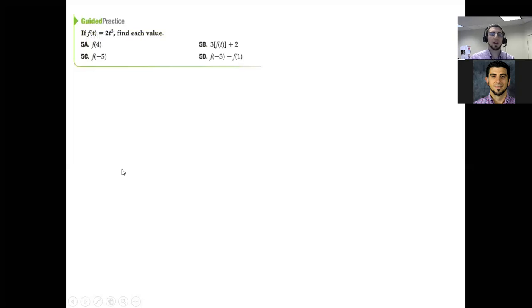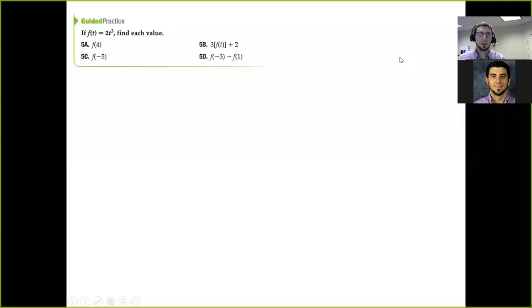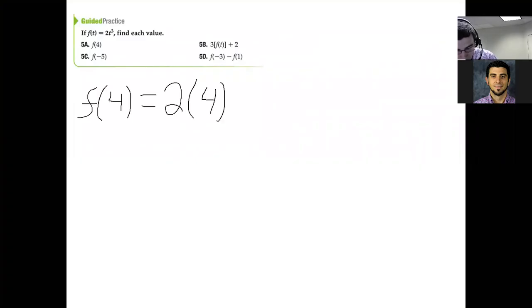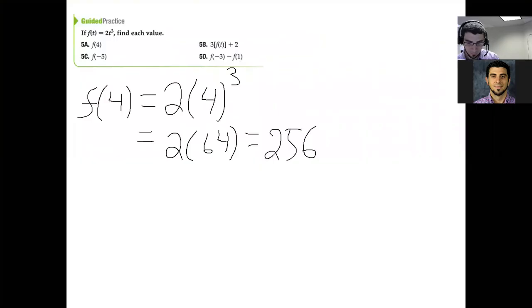All right, so if I have f of t equals 2t cubed, find each function value. Go ahead and pause the video and hit play when you're ready. All right, we're back. So 5a, f of 4, you're going to substitute 4 in for the t value. So 4 cubed is 64. So you get to 56 there. Okay?